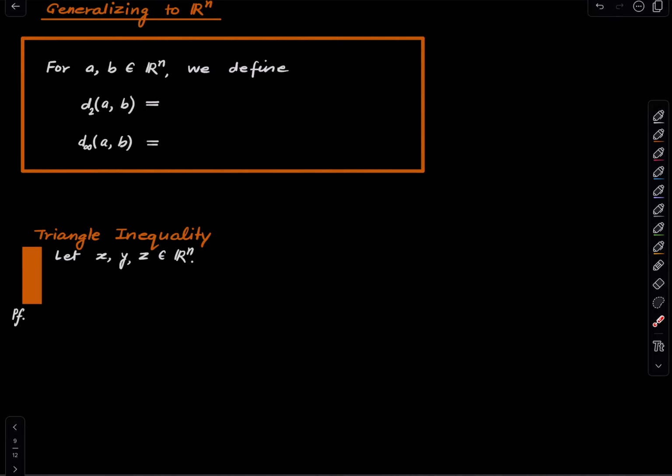And now we can generalize everything to Rn. Most of the rest of the things will be exercises. So fix 2 points in Rn. We can define the Euclidean distance between them as this, so this is the definition, and the infinity distance as the maximum of these things.